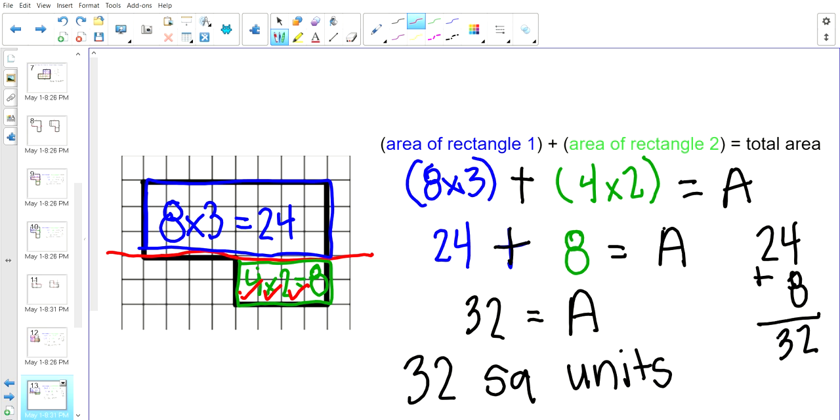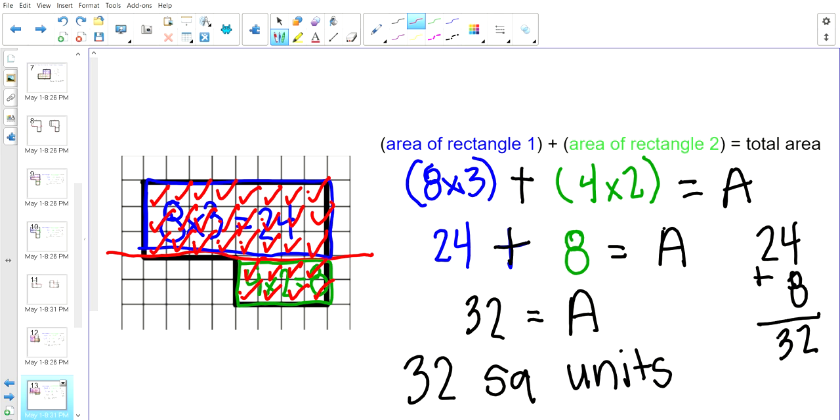1, 2, 3, 4, 5, 6, 7, 8, 9, 10, 11, 12, 13, 14, 15, 16, 17, 18, 19, 20, 21, 22, 23, 24, 25, 26, 27, 28, 29, 30, 31, 32. The total number of units inside of this rectilinear figure is 32. So the total area is 32 square units.